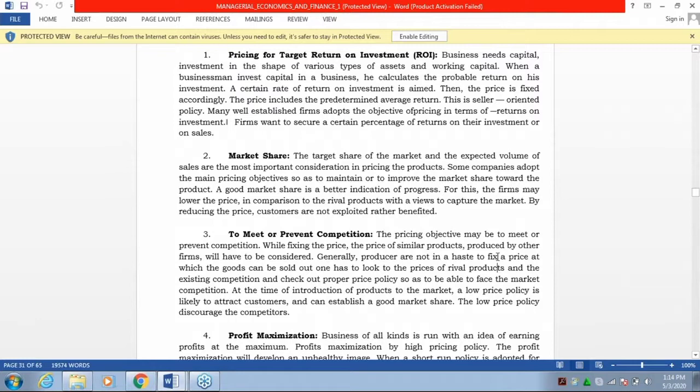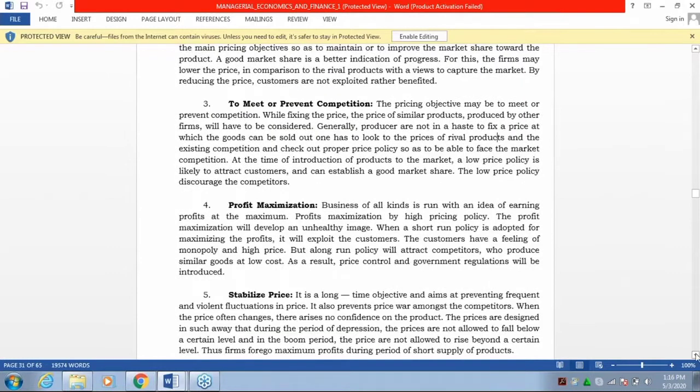When we are talking of profit, it will exploit the customer. And the moment it exploits the customer, they have a feeling of monopoly and high price. But in the long run, this policy attracts competitors who produce similar goods at a lower cost. As a result of that, price control and government regulations will be introduced.